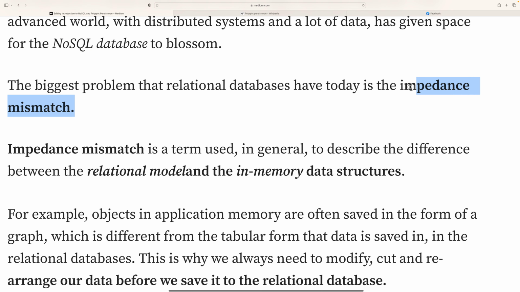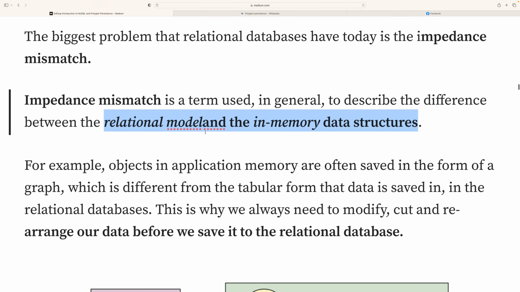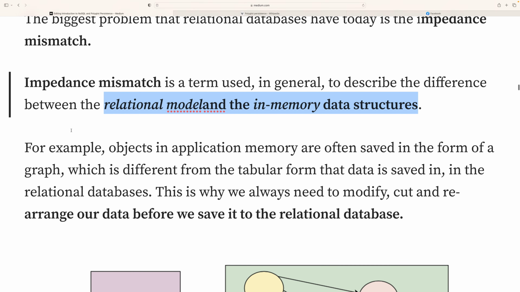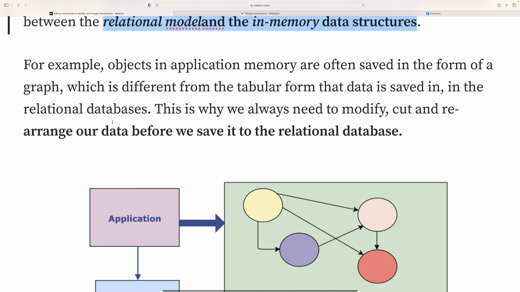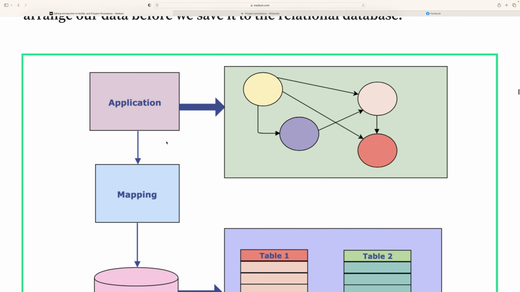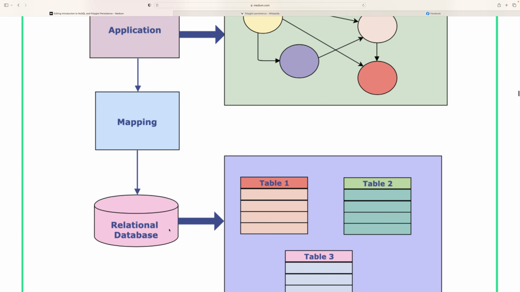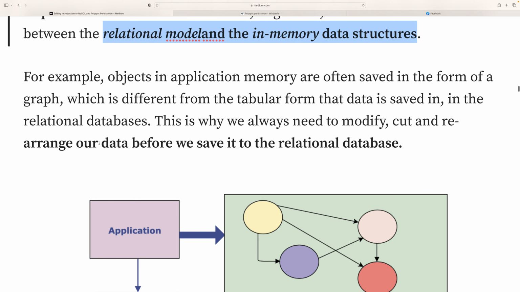So this impedance mismatch is what I mean here. The term is used in general to describe the difference between the relational model and the in-memory data structure. This is very important. For example, an object in the application memory is often saved in the form of a graph. The object is your front end, which the application is using and mapping, and this is a relational database, which is split across 3 tables, a different tabular form in which data is saved in the relational database.